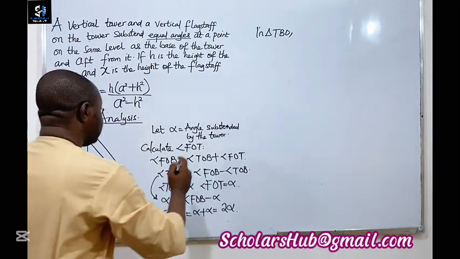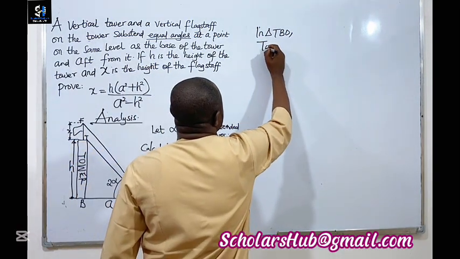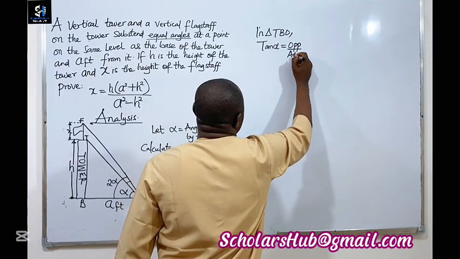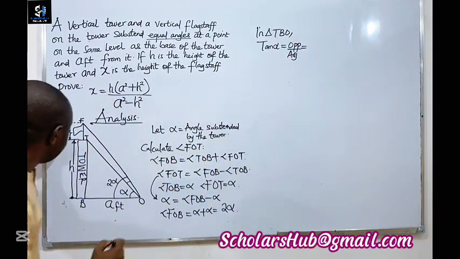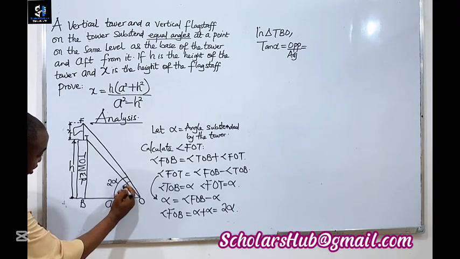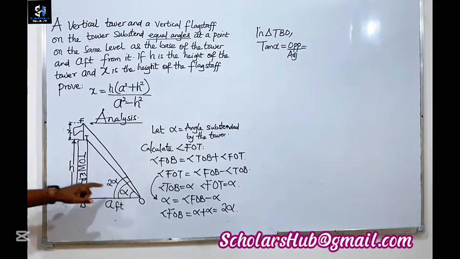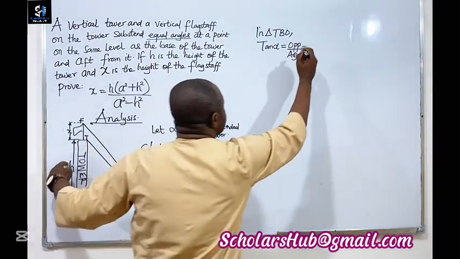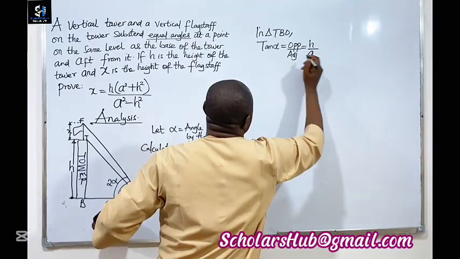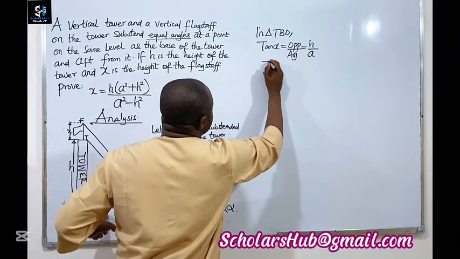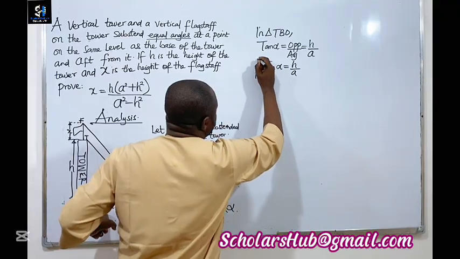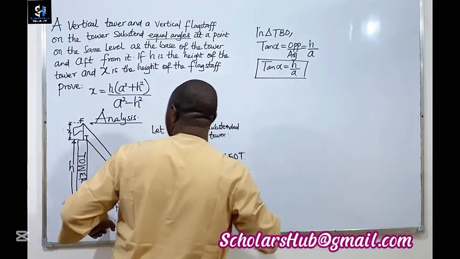So in triangle TBO, we know that tan alpha, which we know to be opposite over adjacent. The opposite of this angle is height h divided by the adjacent, which is the base, and that's a. All right. So which means we have tan alpha equals h over a. So let's note this. That's one.